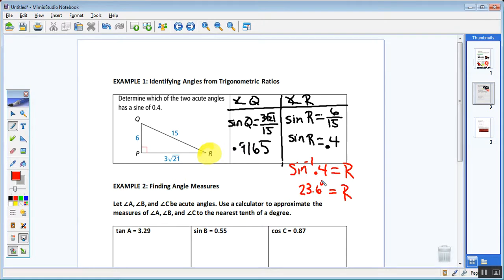Here's the deal, kids. Once I know in this problem that R is 23.6 degrees, is there enough information to find this angle? Well, what would you do to find the other angle? You already have 90 right here, so don't the two acute angles have to add up to 90? Yeah. So take 90 minus what? What does that equal? 66.4.